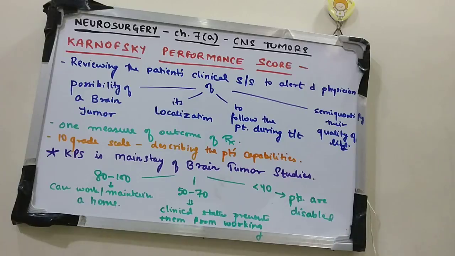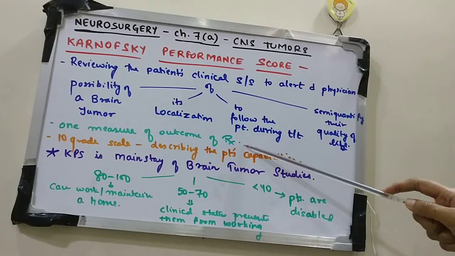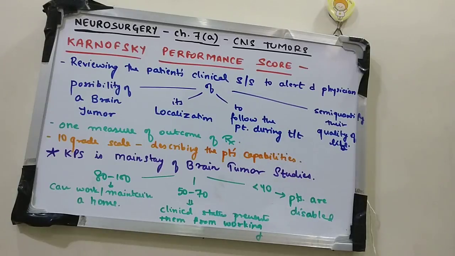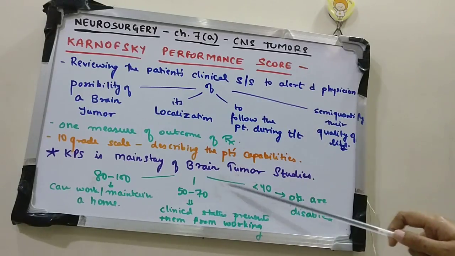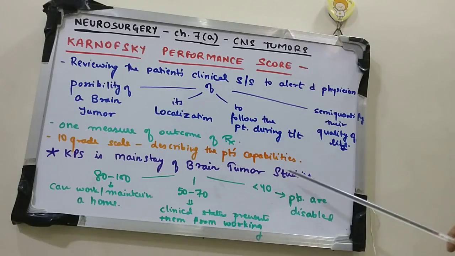In fact, it is such an important score that in the early days of cancer chemotherapy, Karnofsky and Burchenal established criteria for patients' performance status as one measure of the outcome of the treatment of the brain tumor. So the KPS, Karnofsky Performance Score, quickly became a standardized tool for expressing such outcome and was adopted for brain tumor treatment studies. So the KPS has become a very important mainstay of brain tumor studies.